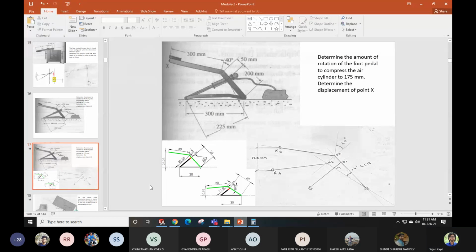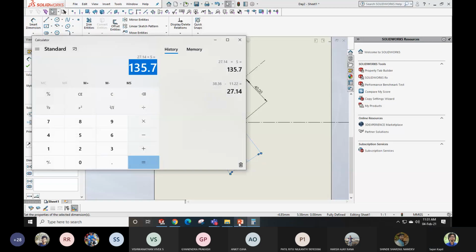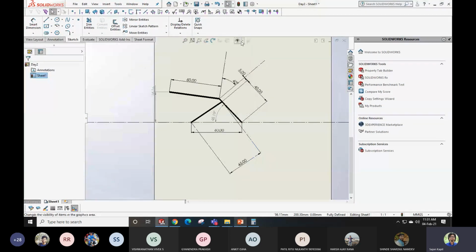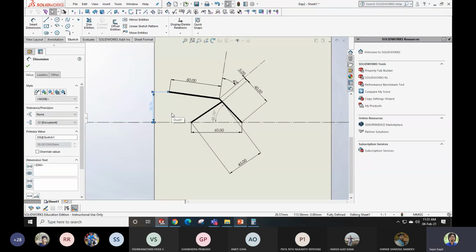Okay, is it clear? Yes, sir. Fine. So any doubts in this? You want to discuss anything further on this? And this is the displacement. I'm telling only vertical displacement.